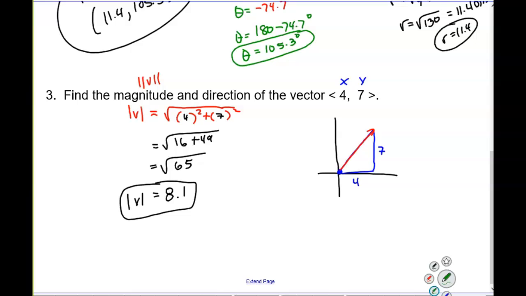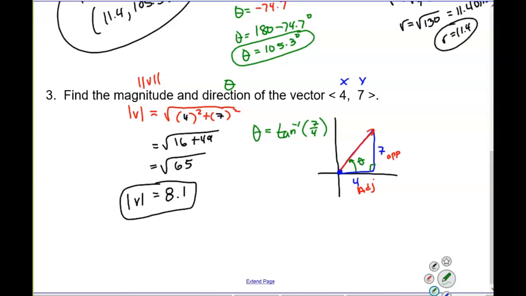And then it says find the direction. Well, what is the direction? That's theta. Find the measure of that angle. We have a right triangle. It's the exact same work we just did. I have an angle, and I know the opposite side, and I know the adjacent side. So to find theta, it's the inverse of the opposite over adjacent.